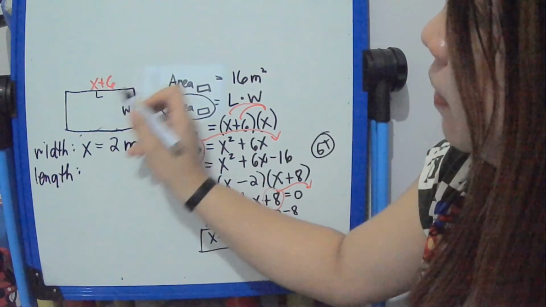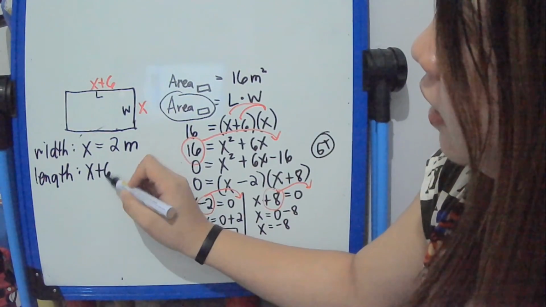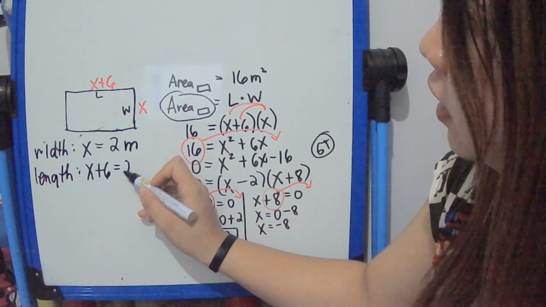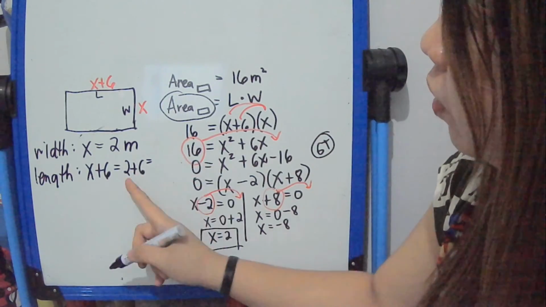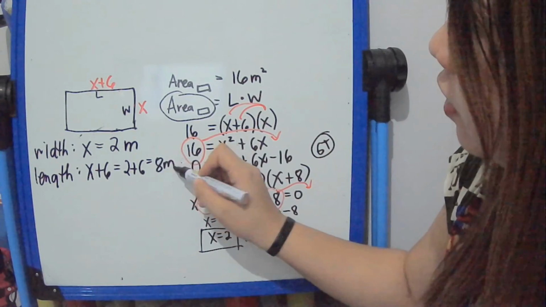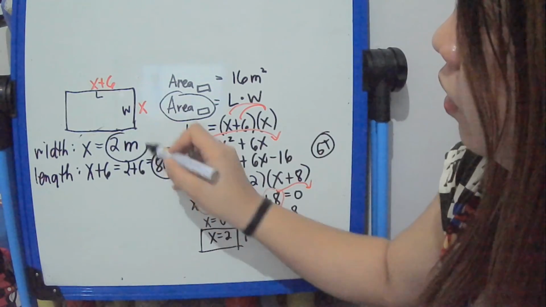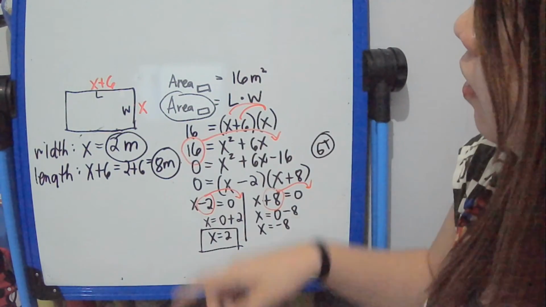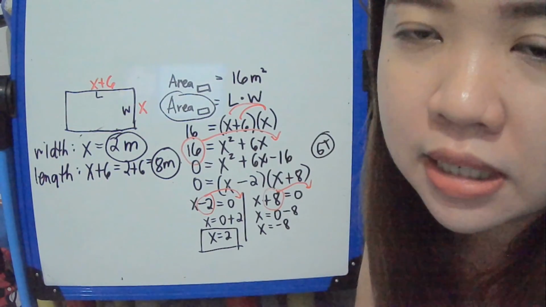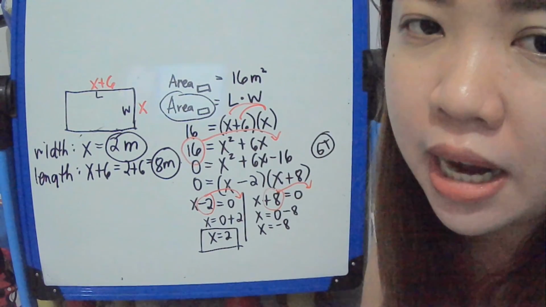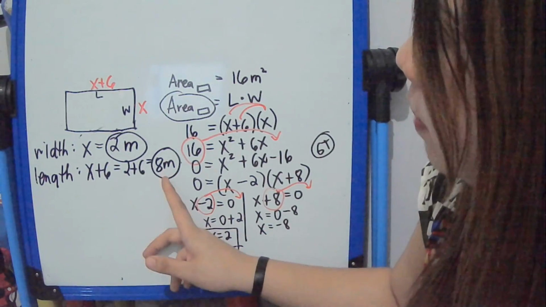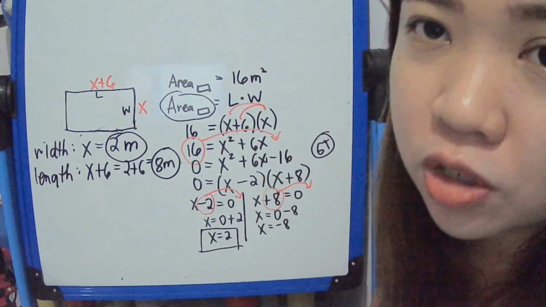ang length natin ay x plus 6. So, lagay mo x plus 6. So, that will be 2 plus 6. Saan nagwawa yung 2? Dito po. So, 2 plus 6 is 8 meters. So, ito yung length, ito yung width. So, kung mapapansin nyo, kung gusto natin makasiguro, ang sabi daw, ang area daw ay 16 square meters. So, to get the area, we multiply the length and width. So, if you multiply this to 2 times 8, meron kang 16 square meters.